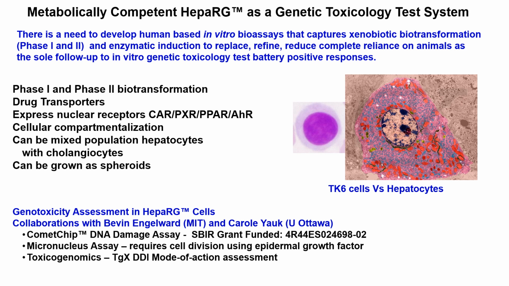HepaRG cells have both phase 1 and phase 2 biotransformation, as I commented, and drug transporters. They also express nuclear receptors, which are part of non-genotoxic modes of action. Their cellular compartmentalization becomes very important for reactive oxygen, and they can be grown as spheroids. And this is just to illustrate the point that TK6 cells shown here basically look like a bicycle tire, small nucleus, very little cytoplasm, as compared to hepatocytes, which have a very high cytoplasm to nuclear ratio, and that cytoplasm is chock full of endoplasmic reticulum and cytosolic enzymes that are involved in drug metabolism.